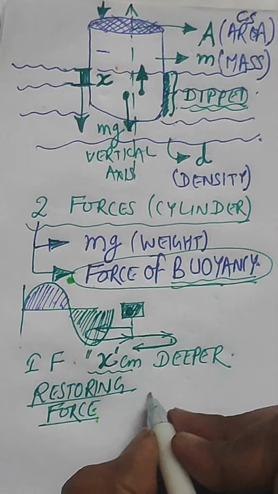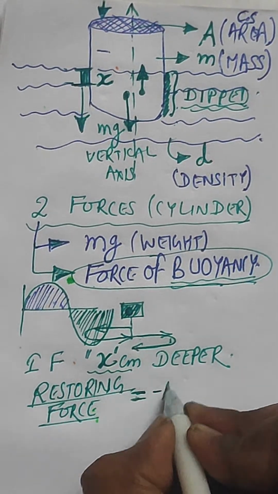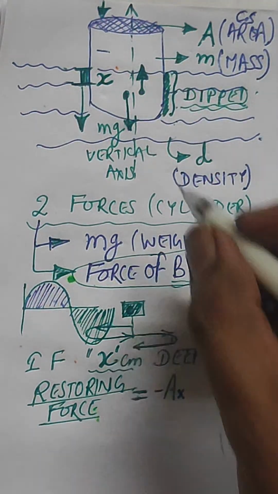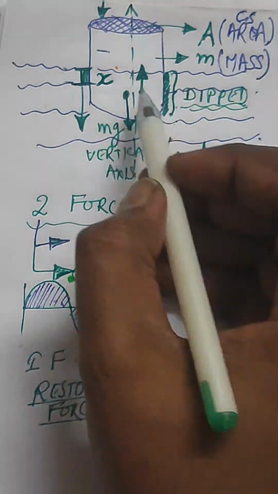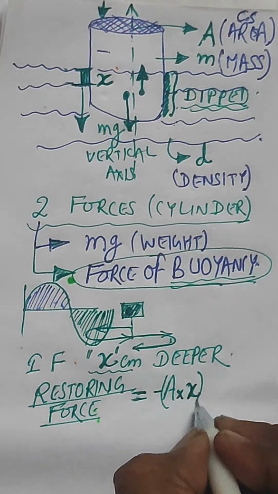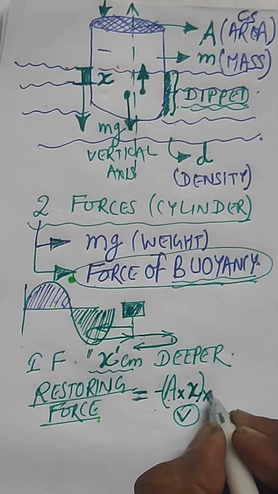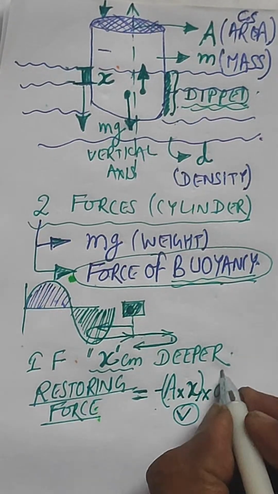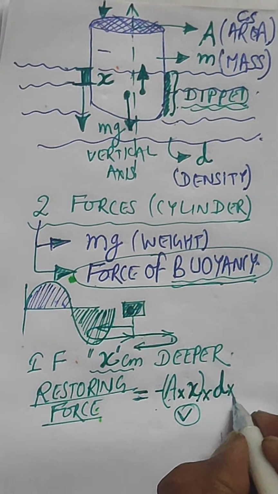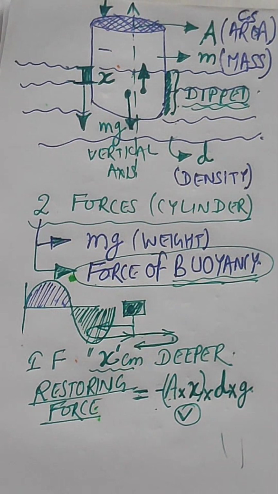is nothing but equal to vdg, if you remember, and volume is nothing but area multiplied with this x, that is height. So this will give you the volume v, multiplied by d, the density of the liquid which is given to you, and multiplied with g, the acceleration due to gravity.